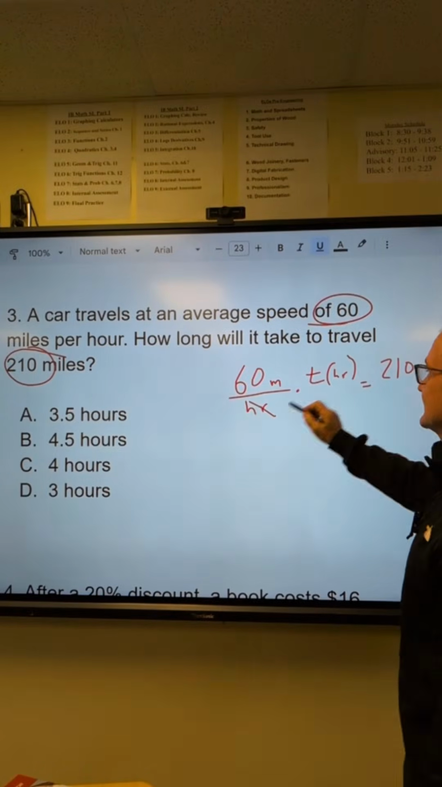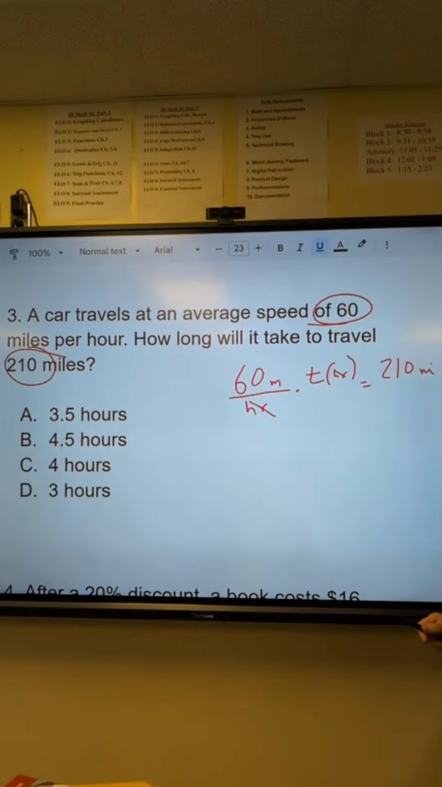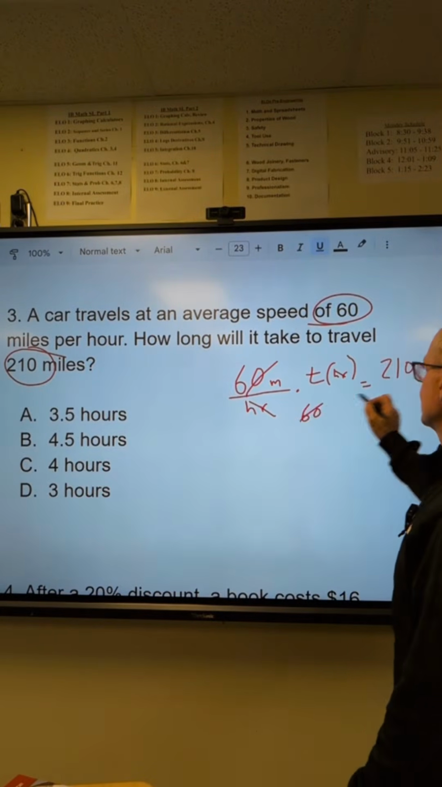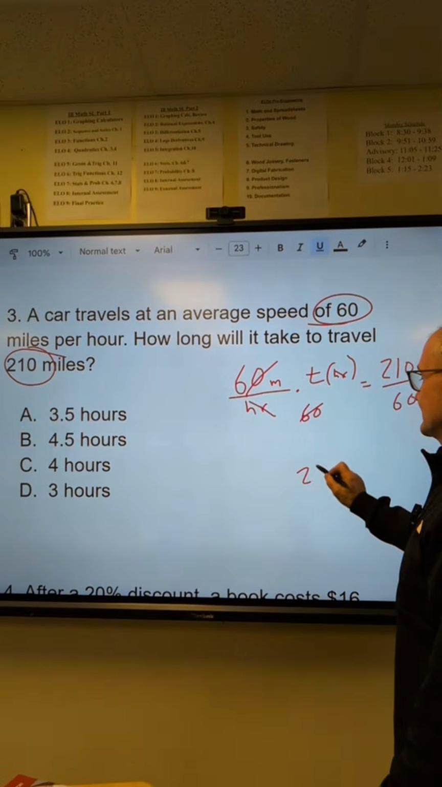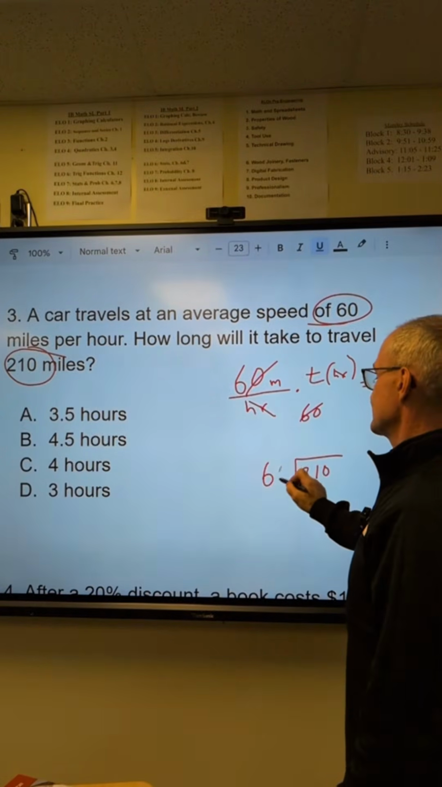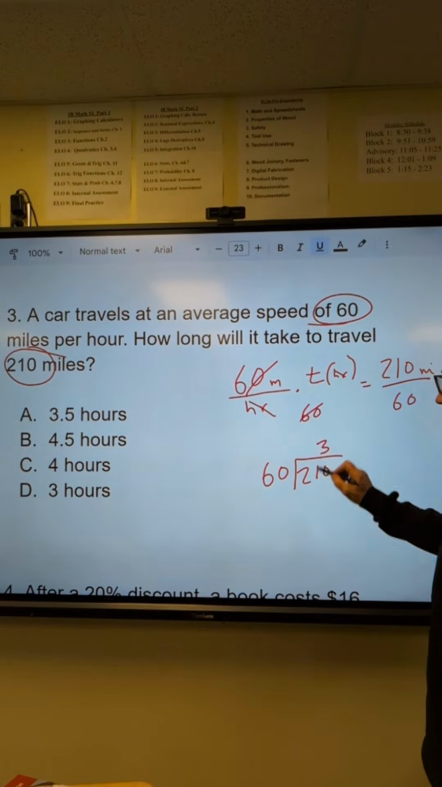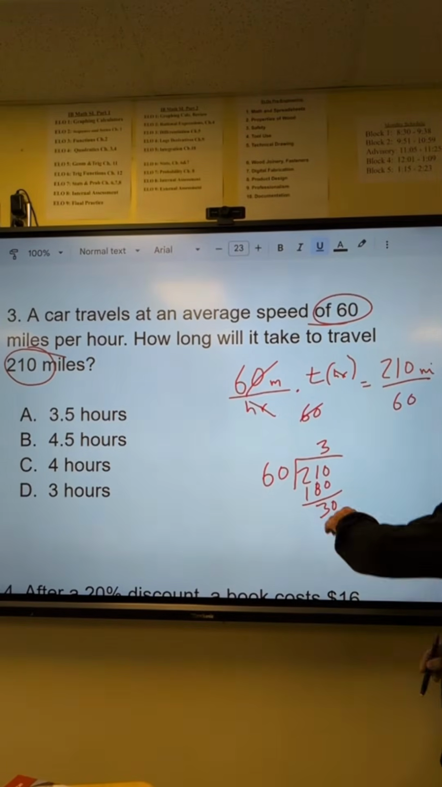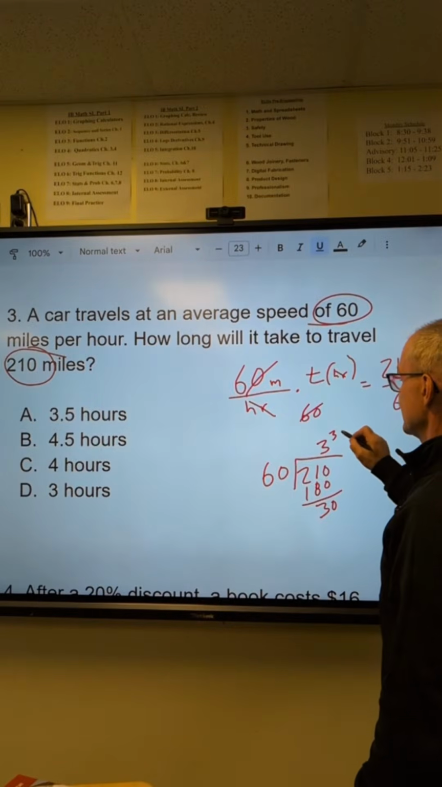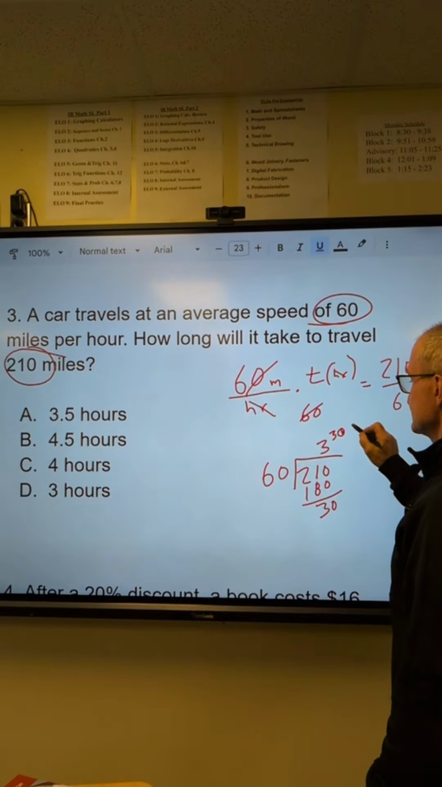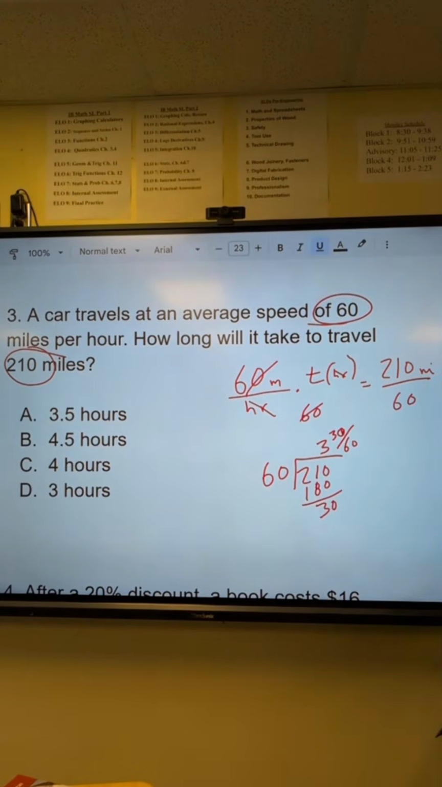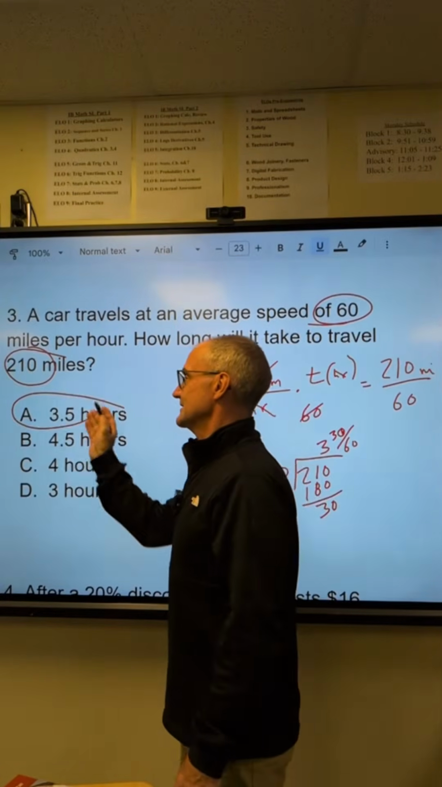So I can see here hours are going to cancel, and that's going to give me my time. So I'm saying 60 times how many hours equal 210? I could divide both sides by 60. Those will cancel. And then I have to do 210 divided by 60. It's going to go in there 3 times to give me 180. 210 minus 180 is 30. This is a fraction, my remainder. 30 60ths will reduce to a half. So it is 3.5 hours. Correct answer, answer A right here.